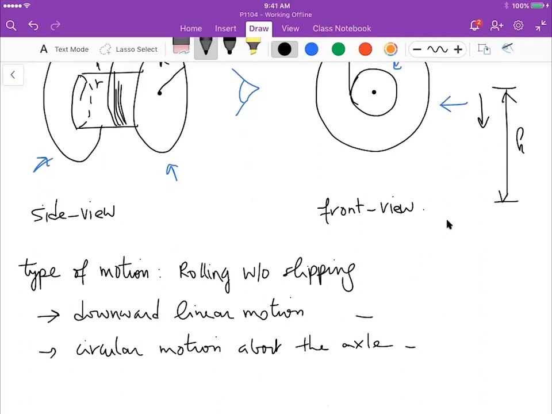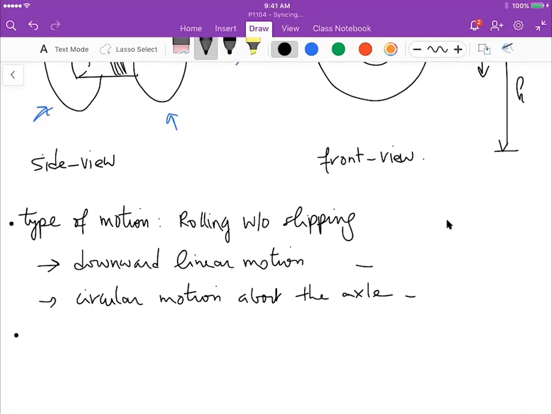So we know what we are dealing with. Now the second step would be to apply Newton's second law. And Newton's second law will be applied for both cases, for translation and rotation. So let's apply Newton's second law for both translation and rotation.